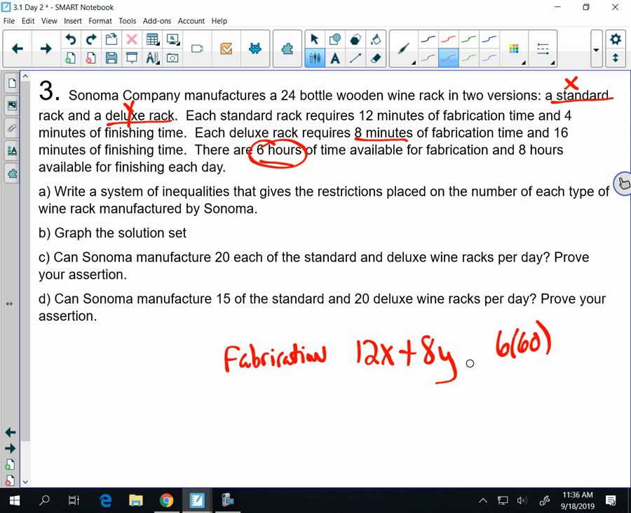What sign should go here if I don't have more than 6 hours? You might say it should be equal to 6 hours. But maybe you finish early. So I think it should be less than or equal to 6 hours because you can't go over 6 hours.